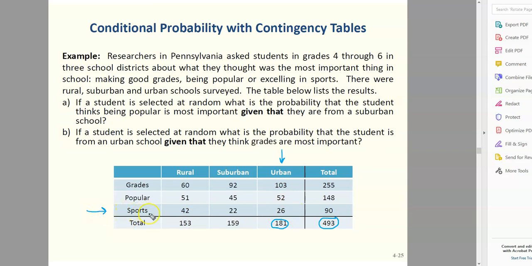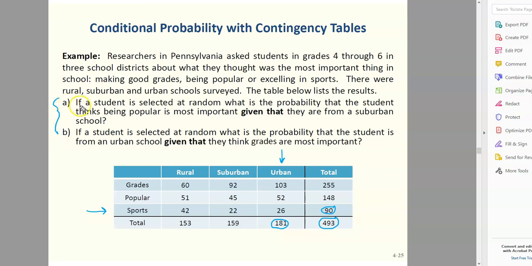For the students who thought sports were most important, 42 of them were from a rural school district, 22 were from a suburban school district, and 26 were from an urban school district, for a total of 90 out of 493 who thought sports were most important. Now let's take a look at these questions we have to answer.